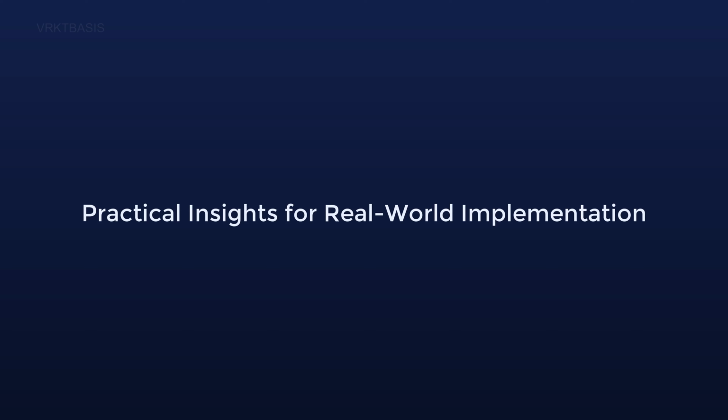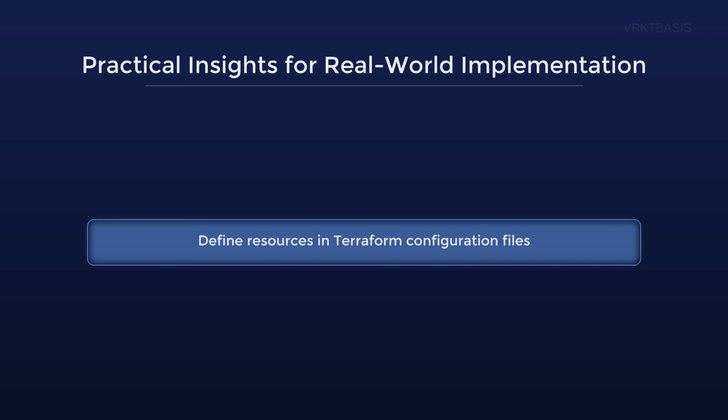Let's move from theory to actual results. So, we define our resources in Terraform configuration files. Think of these files as your blueprint or shopping list. You declare exactly what you want built, like a Databricks workspace or an S3 bucket, using simple, human-readable code. Terraform then reads this file to understand your entire desired cloud setup.